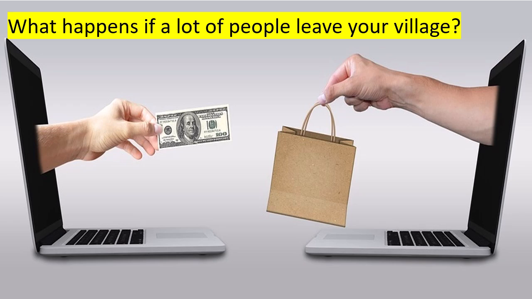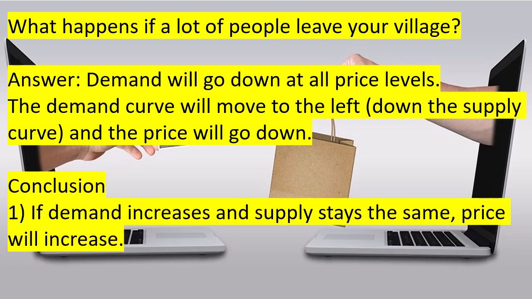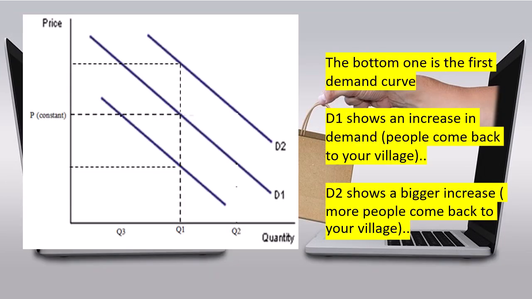What happens if a lot of people leave your village? Answer, demand will go down at all price levels. The demand curve will move to the left, down the supply curve, and the price will go down. So conclusion, 1, if demand increases and the supply stays the same, the price will increase. Number 2, if demand goes down and supply stays the same, the price will decrease, go down.